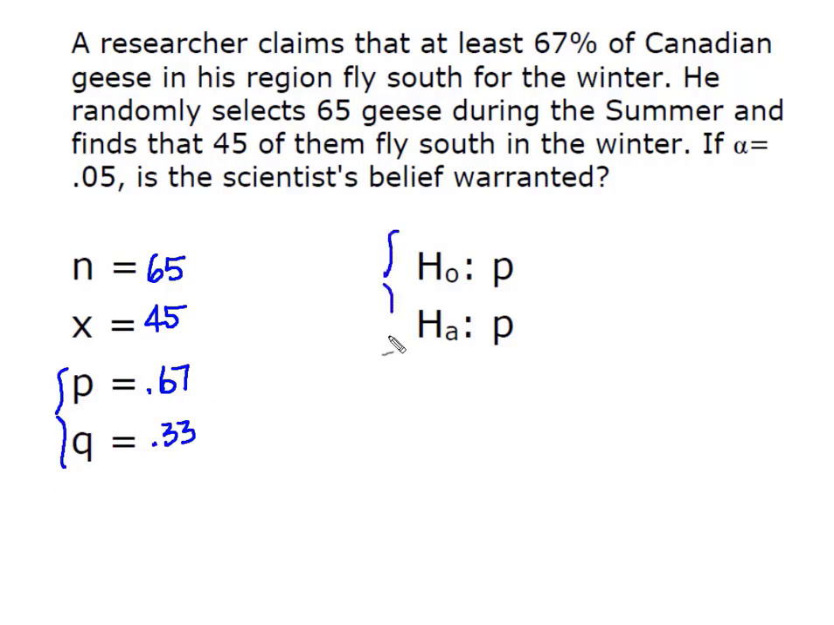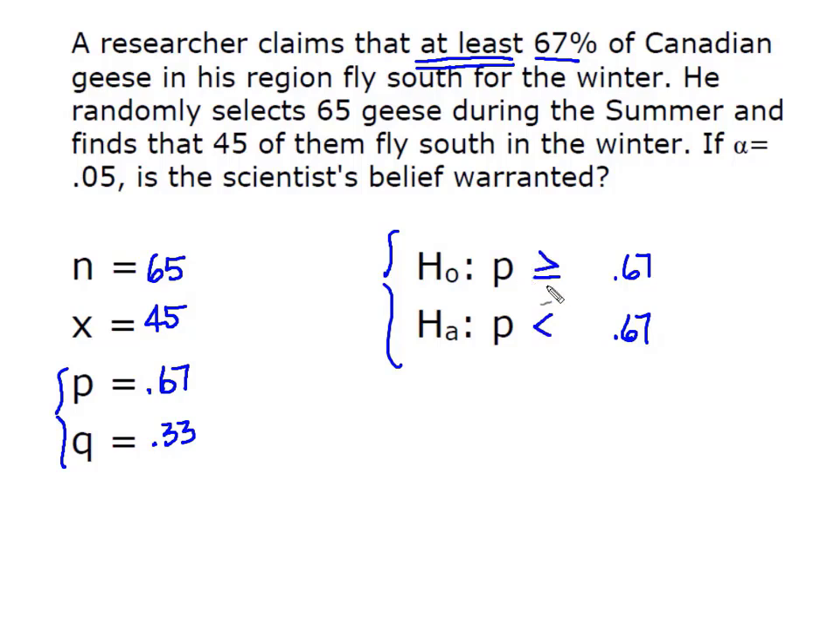So let's set up our null and alternative hypothesis. So the hypothesized value of the proportion is 67%. Now we need the sign for our statements. And the scientist claims that at least 67%, so at least tells us greater than or equal to. Since HO and HA are mathematical opposites, the opposite of greater than or equal to is less than.